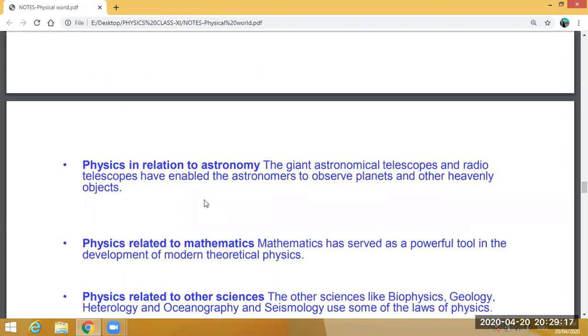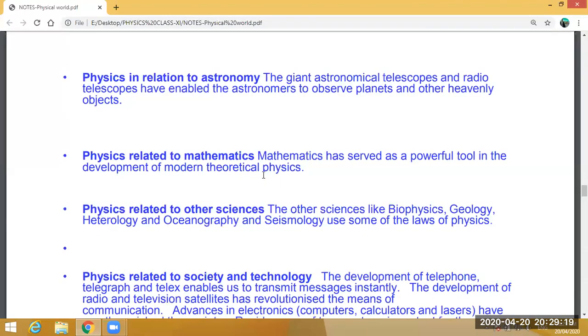Now, physics in relation to astronomy. You know well that nowadays our civilization is hoping that we will be at Mars and beyond the solar system. This is on account of the concepts of physics that our civilization has been learning since the primitive age. The giant astronomical telescope and radio telescope have enabled astronomers to observe planets and other heavenly objects.